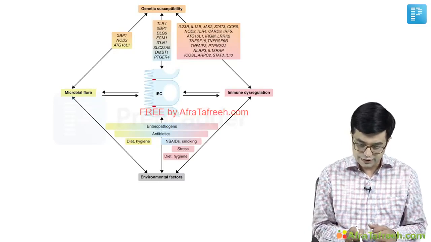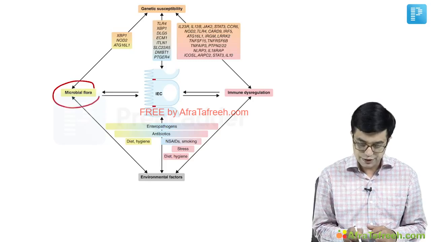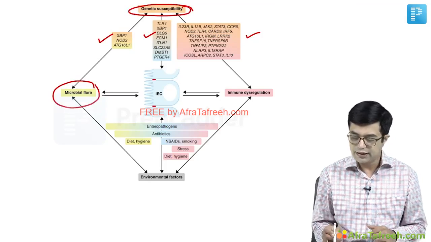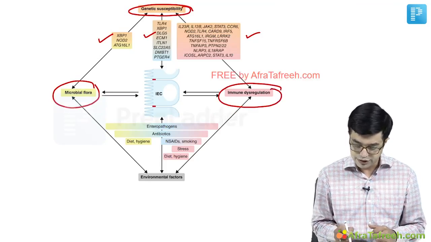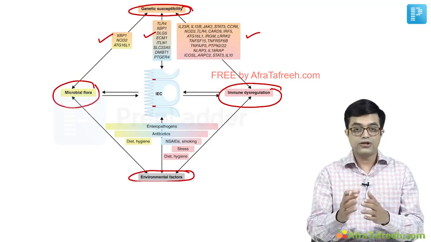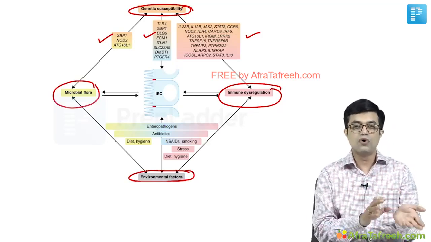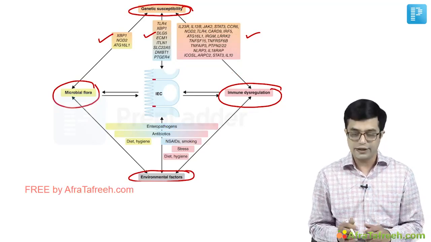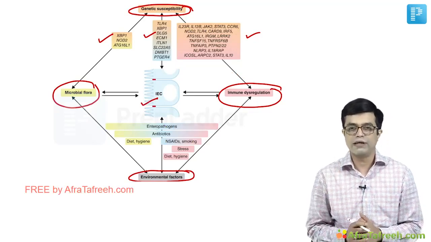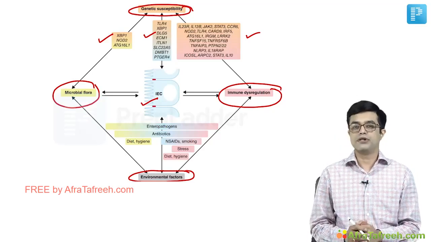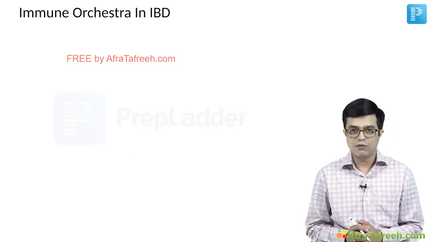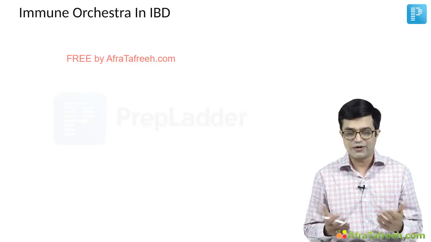So as you can see, there is a role of microbial flora here. All these genes increase the risk of genetic susceptibility. There is a role of immune dysregulation and there is a role of environmental factors. They all interchange, they all combine, they all promote and have a synergistic role in developing inflammatory bowel disease, affecting the immune function of the epithelial cells, producing inflammation in them. So there is an immune orchestra which operates in IBD. What is an orchestra? You have seen all orchestras.